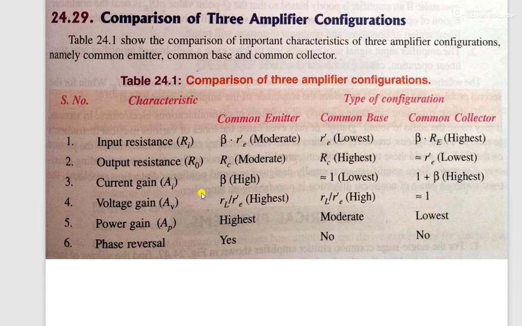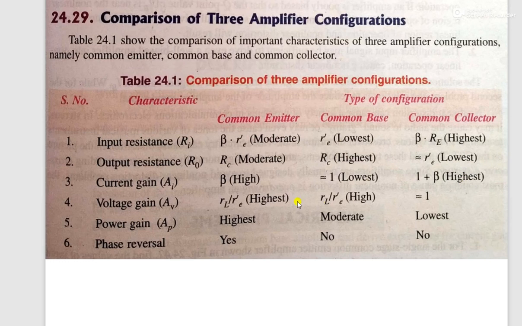Here the table shows it. I will just read it out. First parameter is input resistance. In common emitter, it is moderate, common base, lowest. In common collector, it is highest. Talking about the output resistance, it is moderate in common emitter, highest in common base and lowest in common collector. Current gain is high in common emitter, common base lowest, common collector highest.